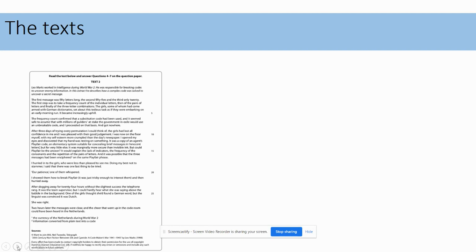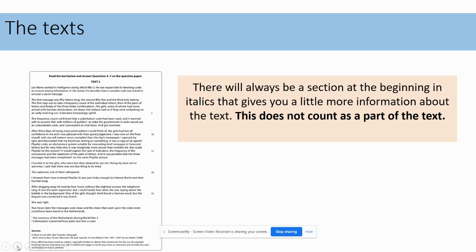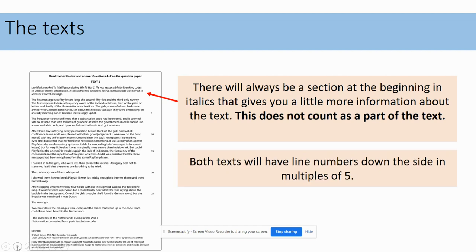This is a standard sort of looking text. They're usually about a side of A4, sometimes slightly longer, sometimes slightly shorter. Now, there's always going to be a section at the beginning in italics, if you can have a look just there, that gives you a bit more information about the text. Now, that doesn't count as part of the text, so when you look at certain line numbers, it isn't included there. It just gives you a little bit of information about the background of the text.